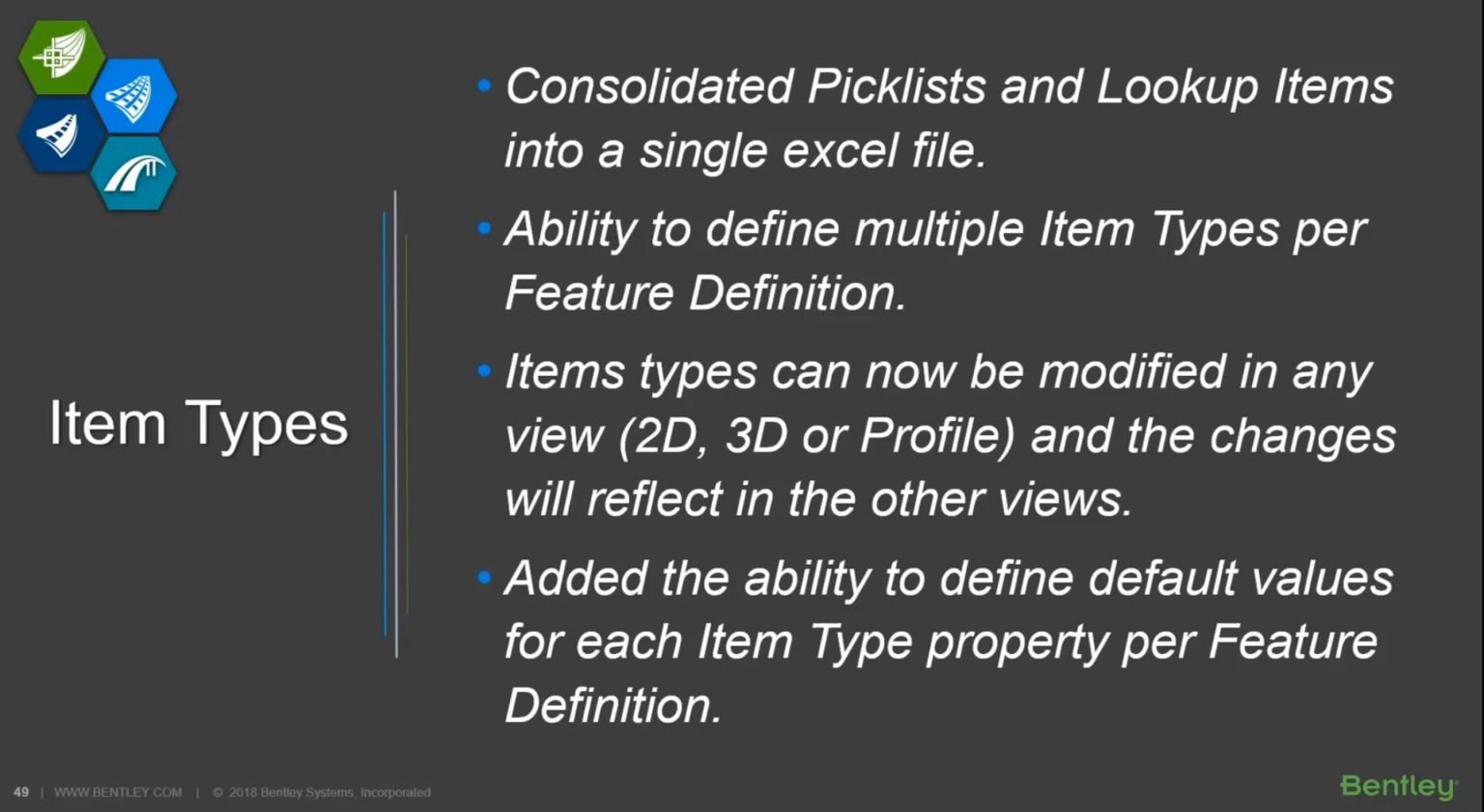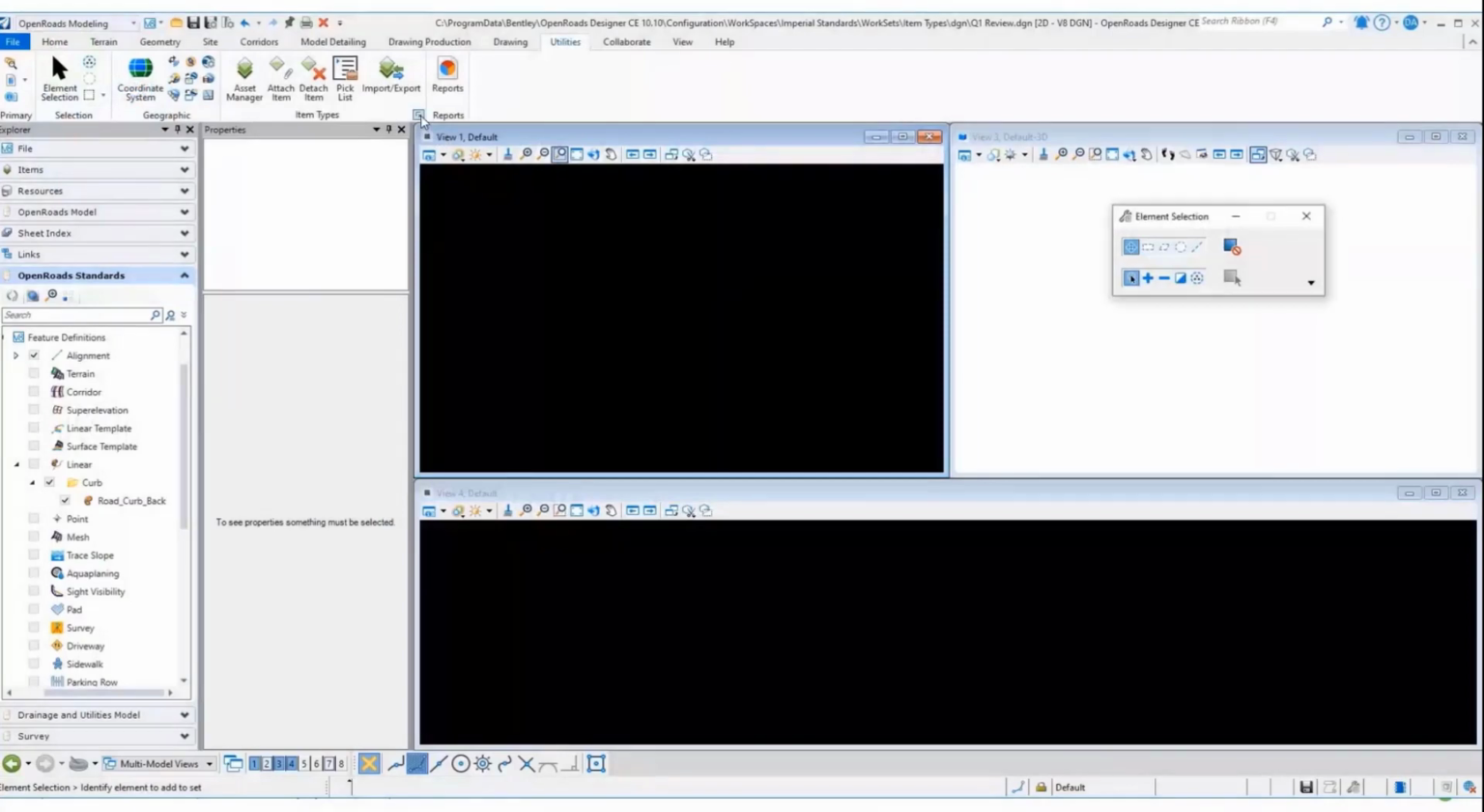And then, of course, along with defining multiple item types per feature definition, we added the ability to define default values for those if you want to. Now, you don't have to, but you can. So let me give you a quick example of some of those.